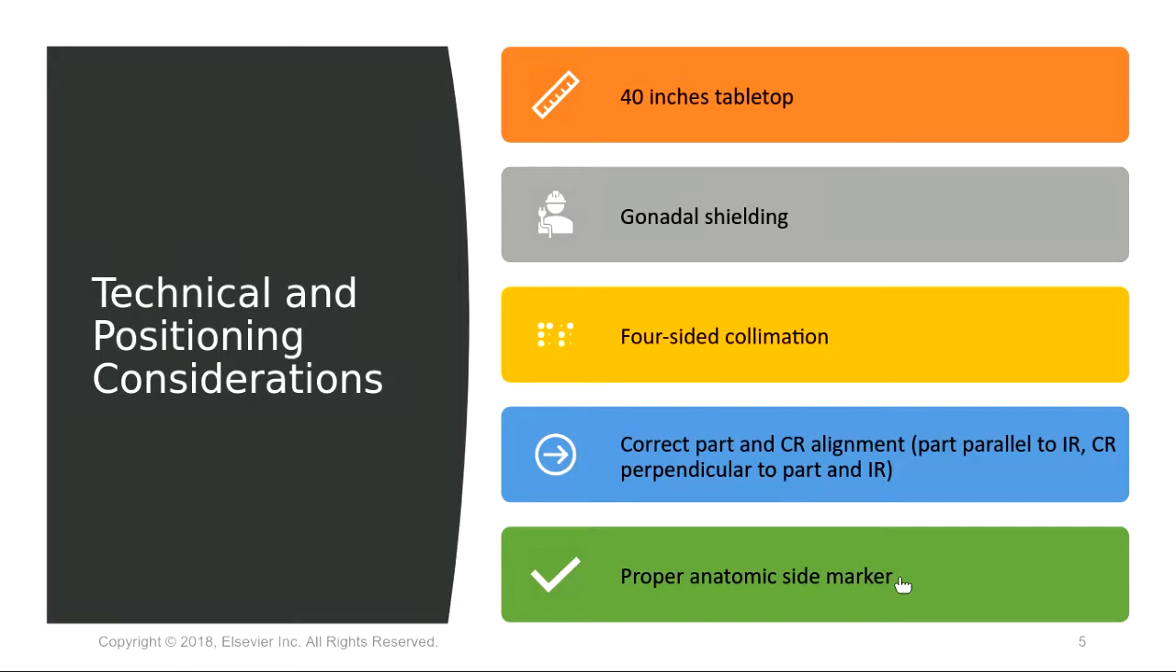And as always, we always want to include our proper anatomic side marker. Now that should be included in the original exposure, not annotated after the fact, because that is considered illegal anywhere. You can annotate anything other than the right or the left. Right or left have to be there at the initial time of exposure.